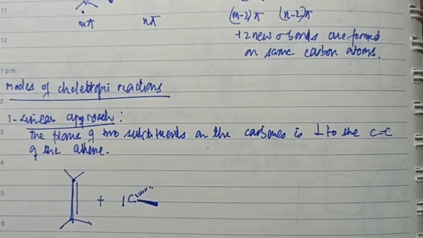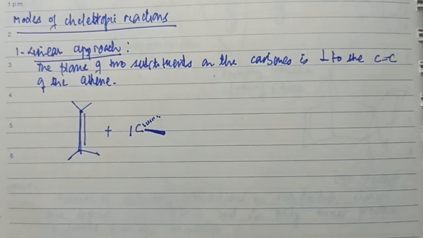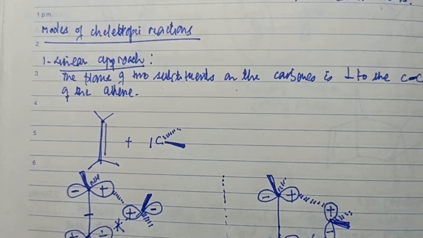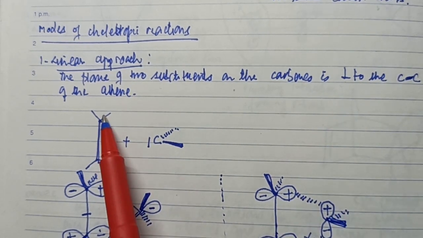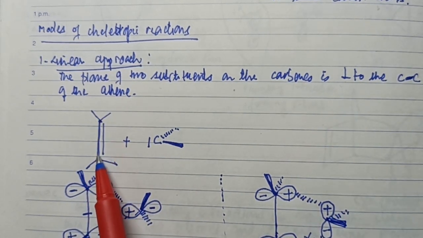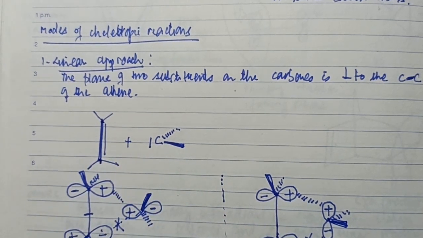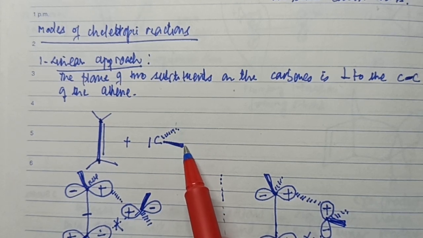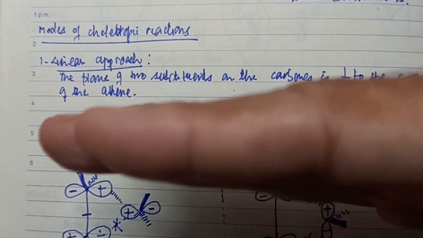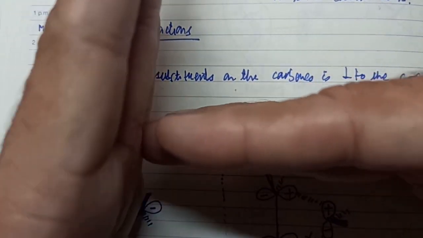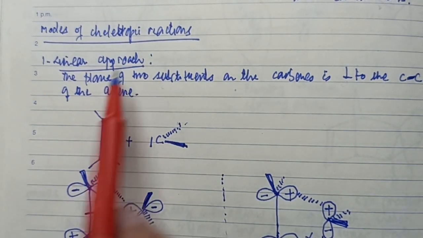And a linear approach can be designated in two ways. Linear approach should be one in which we have the plane of the two substituents on the carbene perpendicular to the molecular plane, the carbon-carbon bond of the alkene. So this is the molecular plane of the alkene, and of the two substituents on the carbene, this substituent would be above the plane and this would be below the plane, as if the plane is something like this. This is the plane of the carbon-carbon bond of the alkene. See, these two things are perpendicular. If this is the case, we call this approach the linear approach.